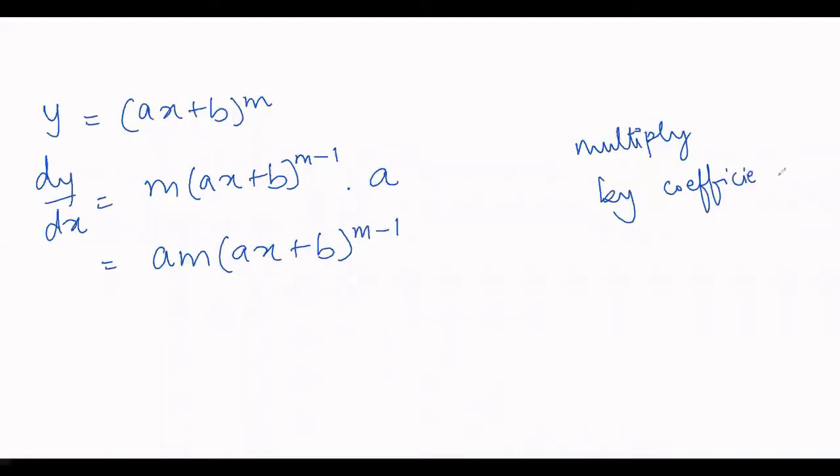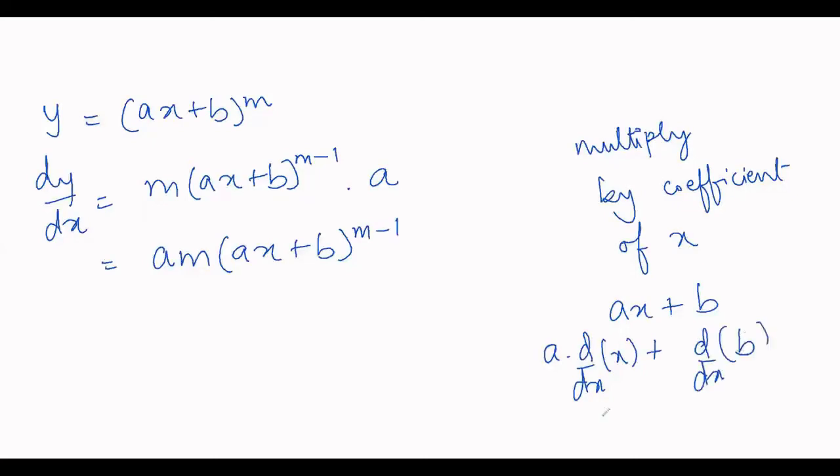of x. So in this case, you had ax plus b. So if you were to differentiate, a is a constant, d by dx of x plus d by dx of b, which is a constant. So a into differential of x is 1 plus differential of b is 0. So I get the answer as a.